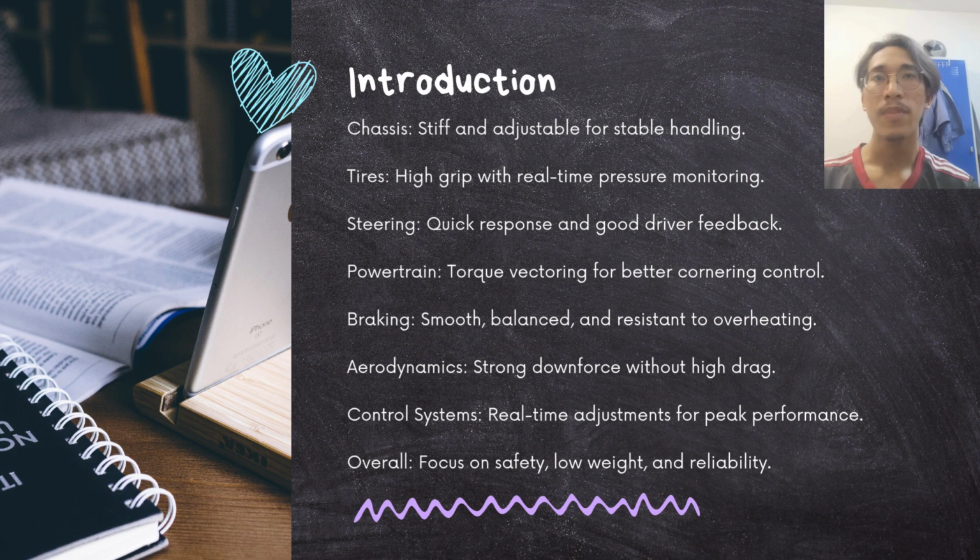The powertrain has to manage torque at each wheel to help the car rotate better in corners, and braking must stay smooth and balanced. Aerodynamics should give us enough downforce without slowing us down. The brakes must stay cool and strong enough every lap. Finally, a smart control system must tie everything together, adjusting things in real time to keep the car fast, light and reliable.